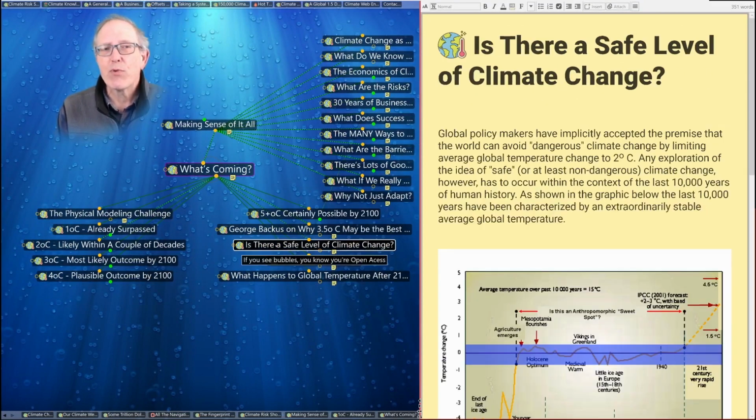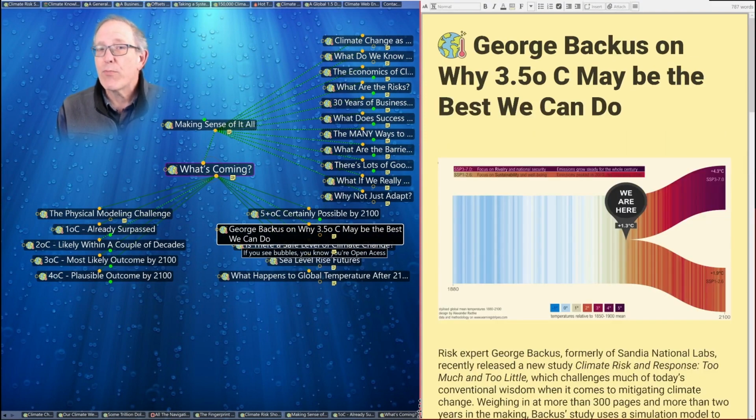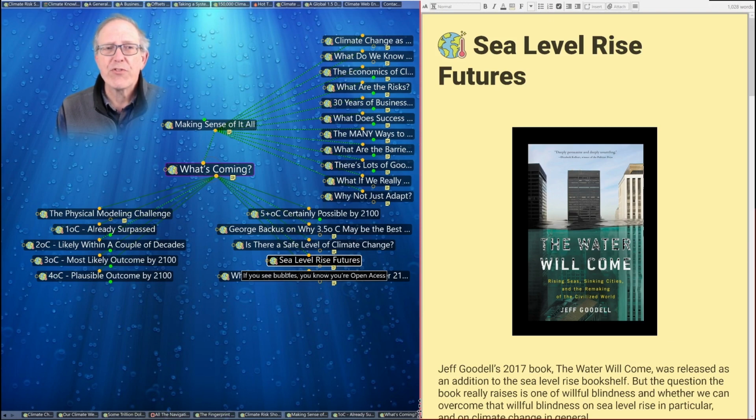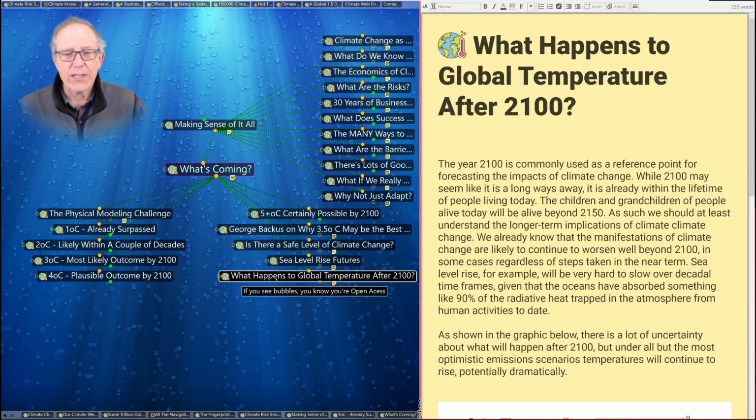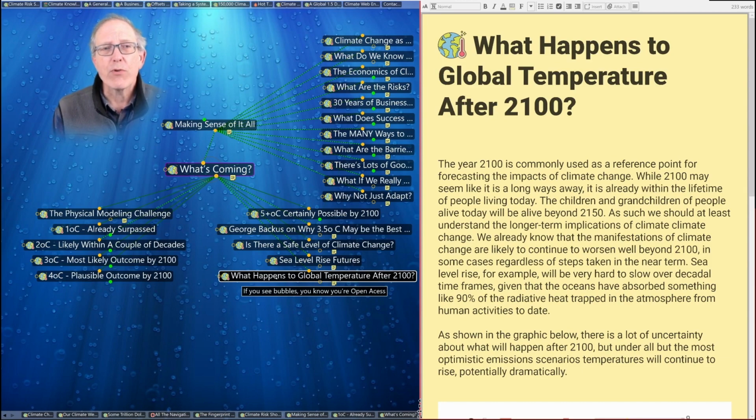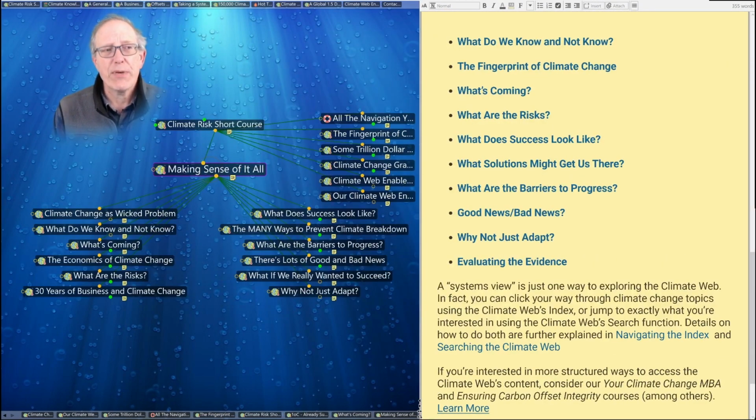And then get into some of the more detailed questions. Is there a safe level? George Backus on why 3.5 may be the best we can do. How to think about the future of sea level rise. What happens after 2100, because nothing ends in 2100, even though there tends to be an awful lot of discussion around the year 2100. So a lot of information that you can use to get an interesting picture of what is coming.